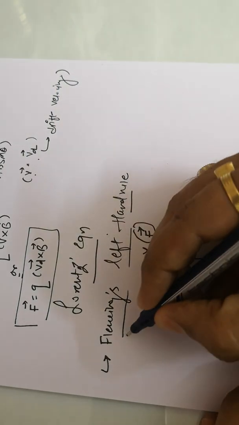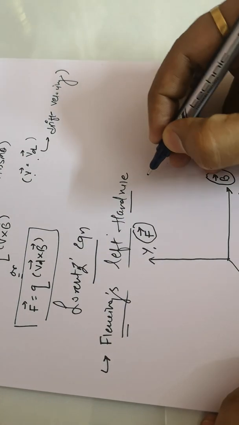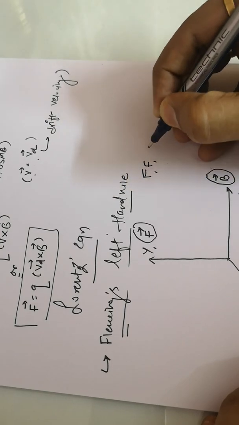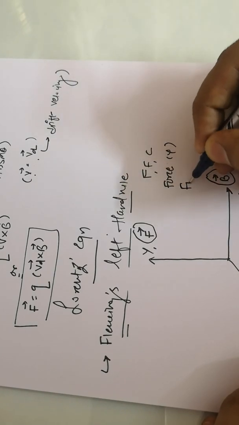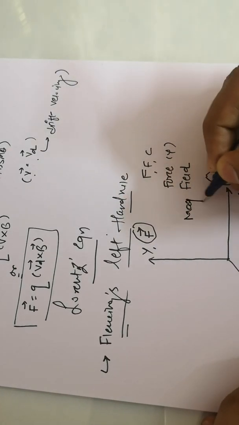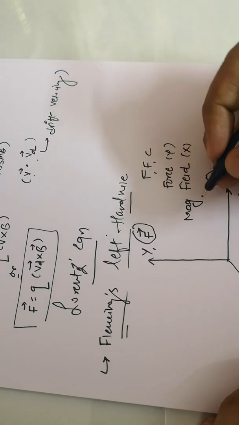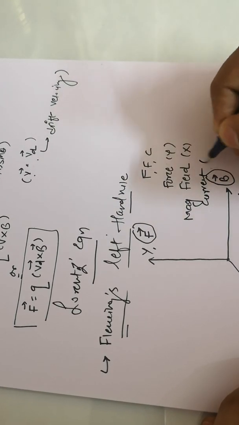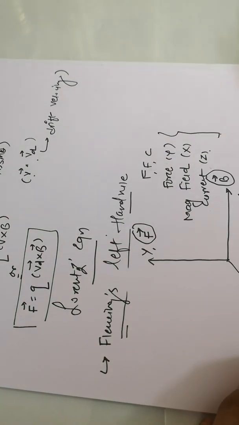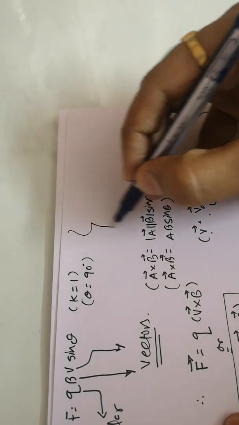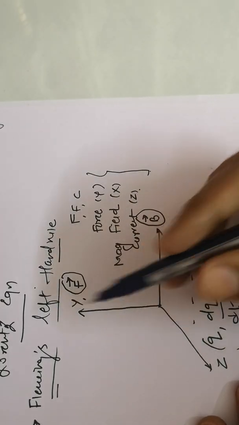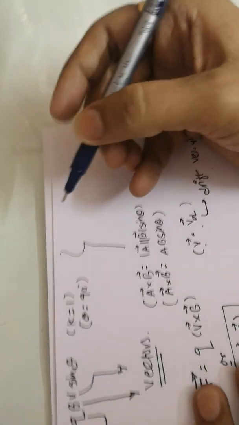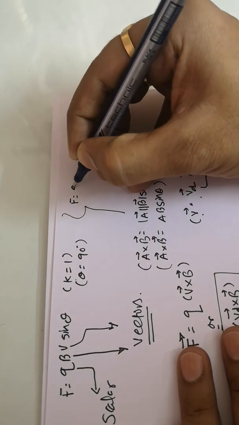So generally Fleming's left hand rule is denoted as FFC: force on the y-axis, field, the magnetic field, on the x-axis, and C, the current, on the z-axis. So generally it is called FFC. By changing their directions, if instead I put F on the x-axis and B on the y-axis, the angle will automatically change, so my equation will also be modified.